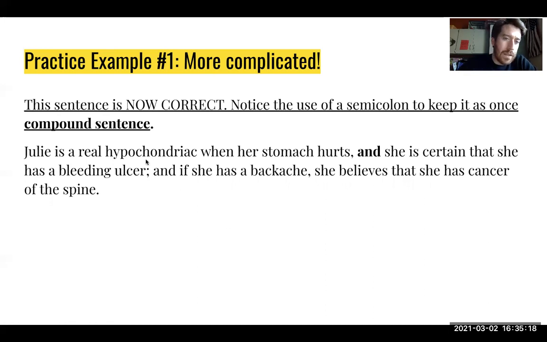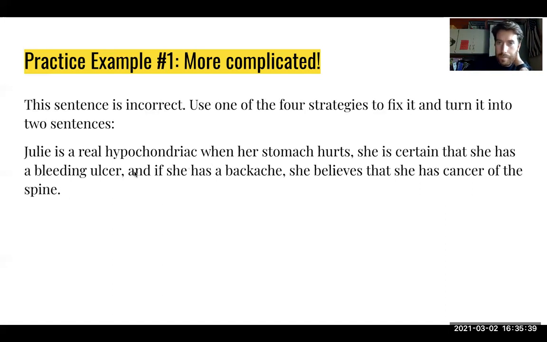Why you might do this is because you want all of these ideas to stay together in one strongly connected sentence. Hypochondriac leads to stomach aches, bleeding ulcers, backaches, cancer of the spine. Those are all connected together as ideas. So that might be why you add a semicolon, because again, that keeps it as one sentence.